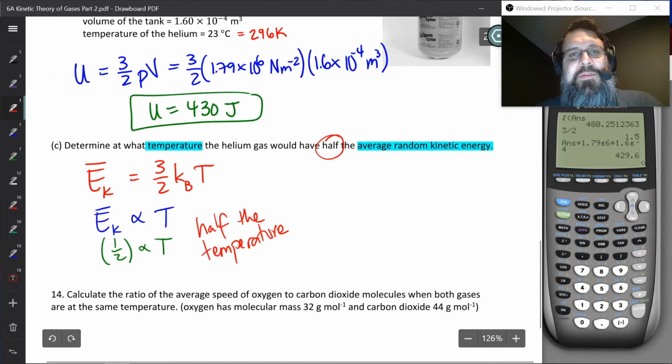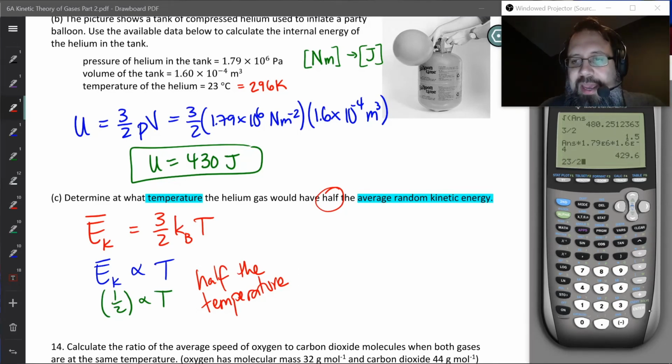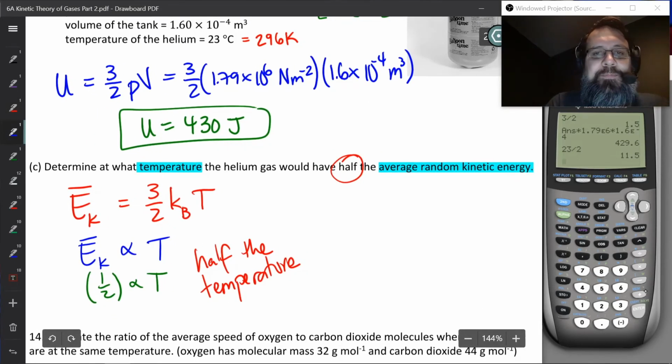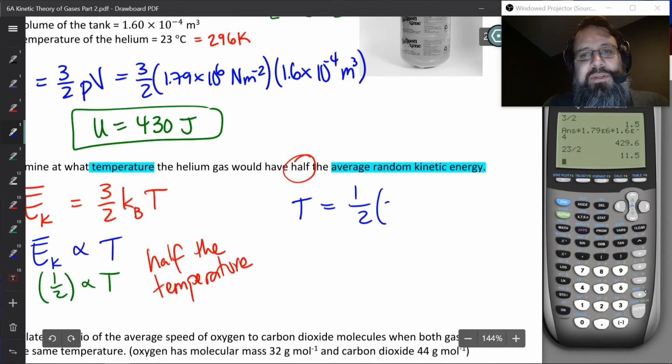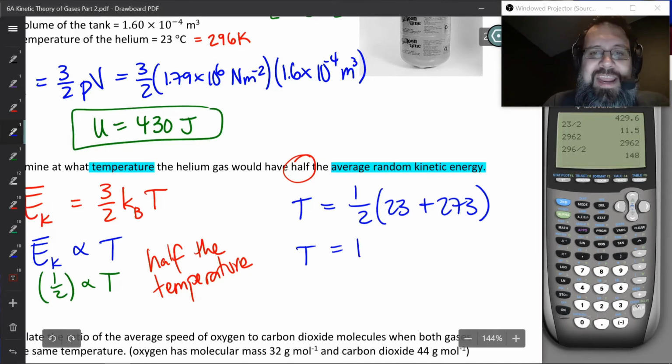And then this is where it can get confusing, because if you do 23 degrees Celsius and you take half of that, you're going to be way off the mark because you can't use Celsius. You have to use Kelvin when you're using these problems. So Kelvin is the absolute temperature scale. So what we really need to do is say that the temperature will be half of the Kelvin temperature, which is 23 plus 273. So if we find that temperature, it's just going to be 296 divided by 2. So we get 148 Kelvin.